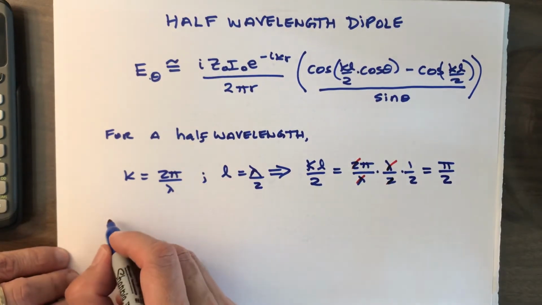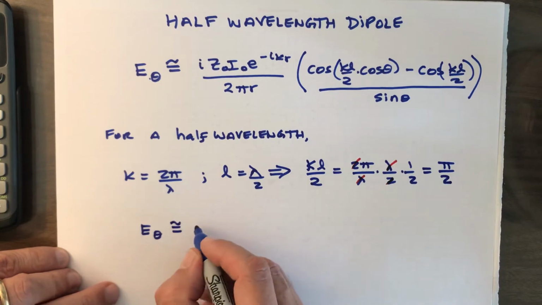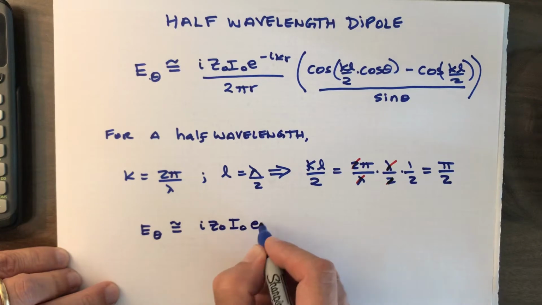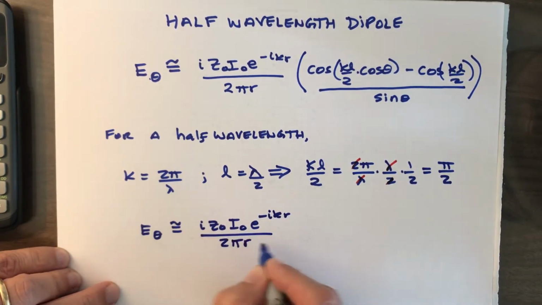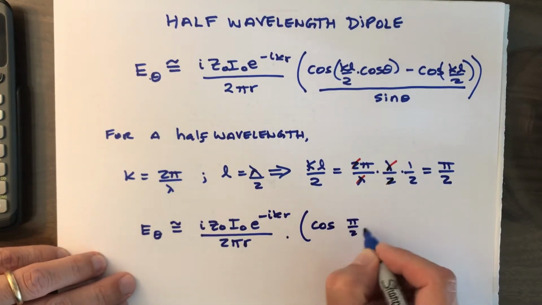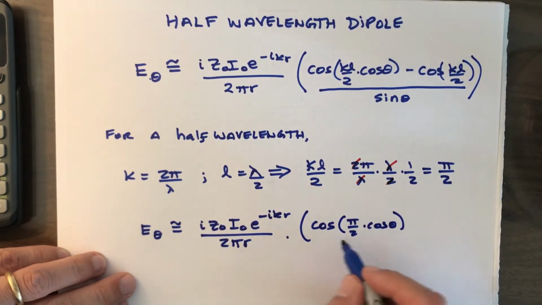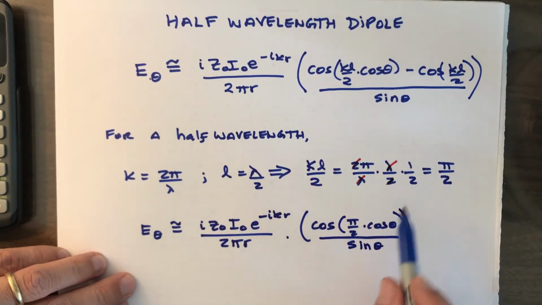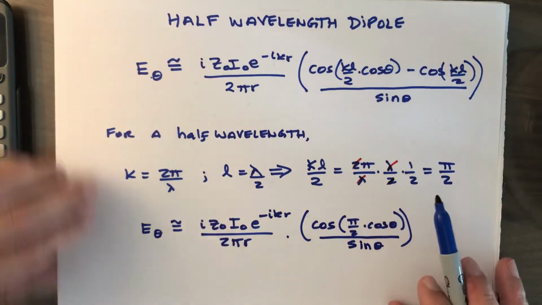So E theta then simplifies to i Z naught I naught e to the minus ikr over 2 pi r times cosine of (pi over 2 times cosine of theta), so that's the cosine of the cosine term, divided by sine of theta. Notice that the second term, kL over 2, it's the cosine of that. Cosine of pi over 2 is 0, so it goes away.